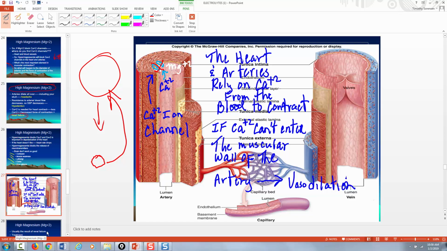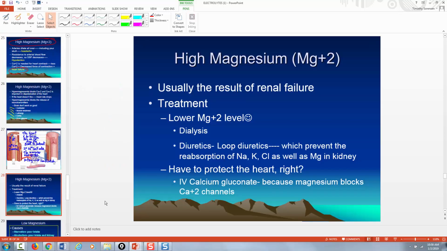So what do we do? Right? The number one cause of high magnesium is renal failure, so you got to treat the renal failure. Dialysis, right? And then you have to protect the heart, right? The heart's not contracting so good.